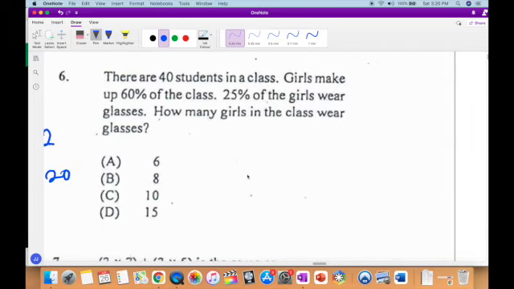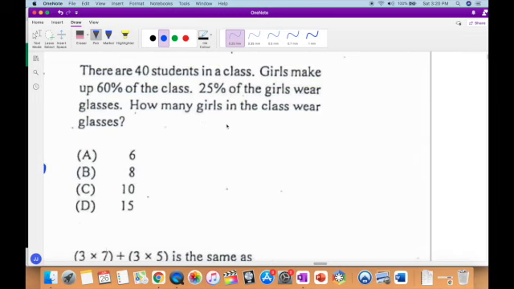There are 40 students in a class. Girls make up 60% of the class. So let me not even move forward there. 40 students in a class. Girls make up 60%. So 60% of the class of 40 students. 6 4s are 24. So that's 24 girls in the class, right?